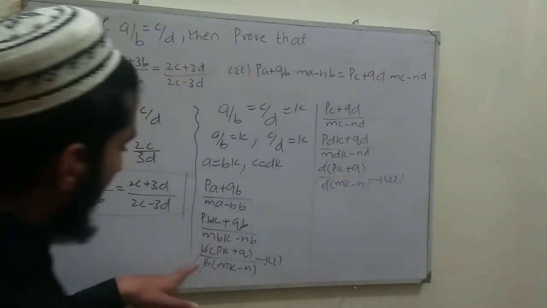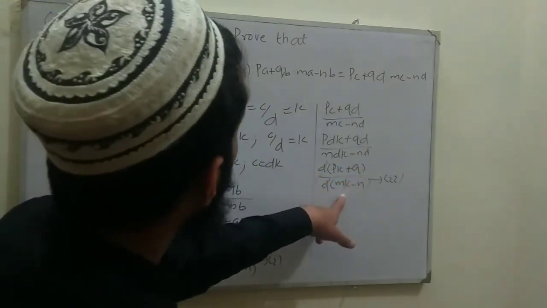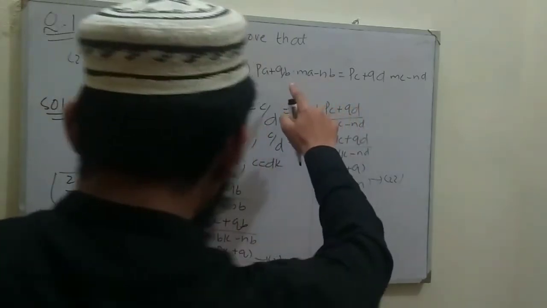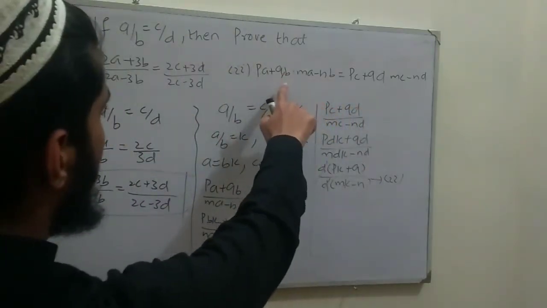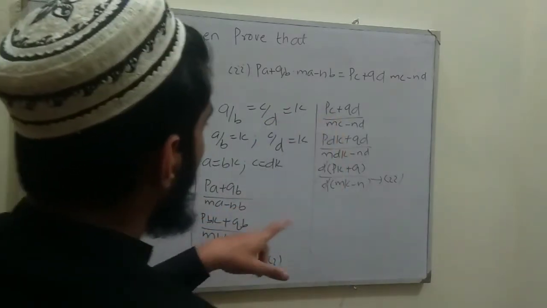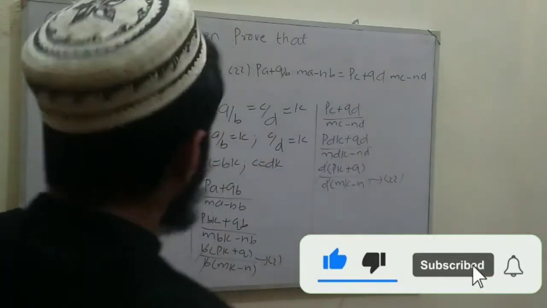So if you see, (PK plus Q) over (MK minus N) is equal to (PK plus Q) over (MK minus N). So according to the given, we proved that (PA plus QB) divided by (MA minus NB) will be equal to (PC plus QD) ratio (MC minus ND).